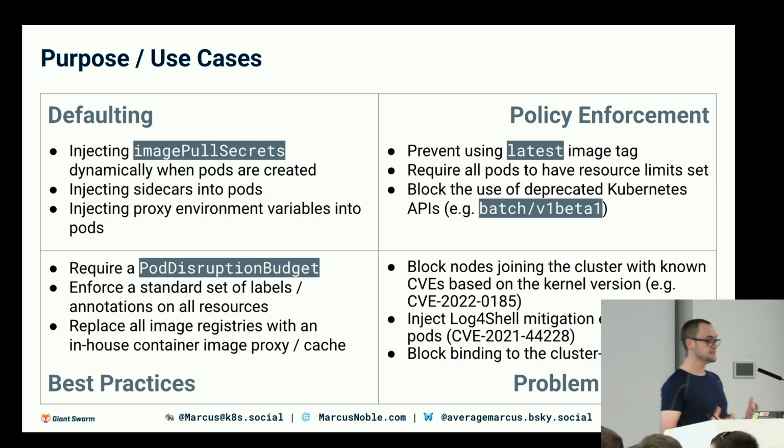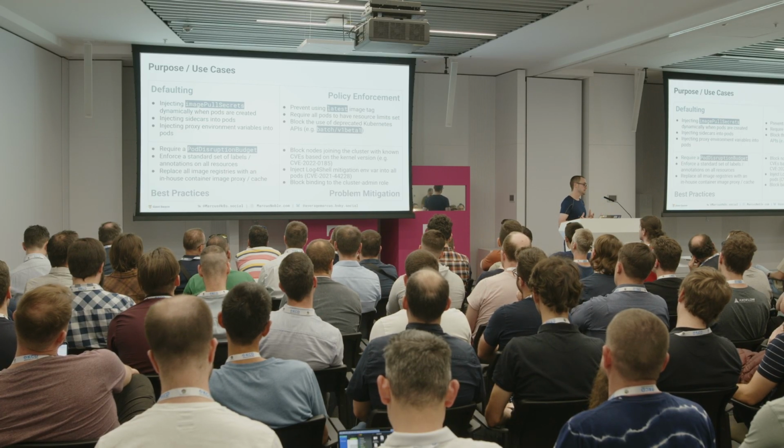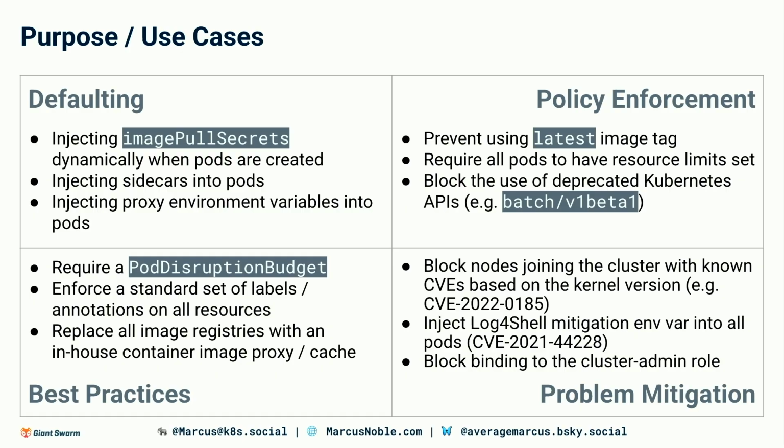The first one is around defaulting. This is where your mutating webhooks come into play. These are things like automatically injecting image pull secrets into namespaces that get created, or injecting sidecars, which we see quite a lot. There's policy enforcement. If your organization has certain policies that you need to adhere to within your cluster, for example, not using the latest image tag, making sure that you're only ever using versioned ones, you can do that through a validating admission. Similarly, there's also best practices. So either enforcing or encouraging your users to use things like pod disruption budgets, the right number of replicas, making sure your things are more resilient.